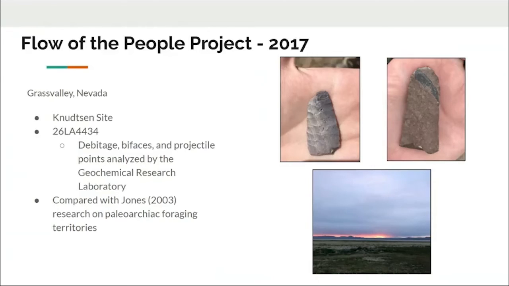So for the project, debitage, which is the flakes that fall off the tool stone when making a stone tool, bifaces and projectile points made of obsidian from the Knutson site and 26 LA 4434 were analyzed with an XRF by the Geochemical Research Laboratory and able to match the obsidian source to the artifacts.